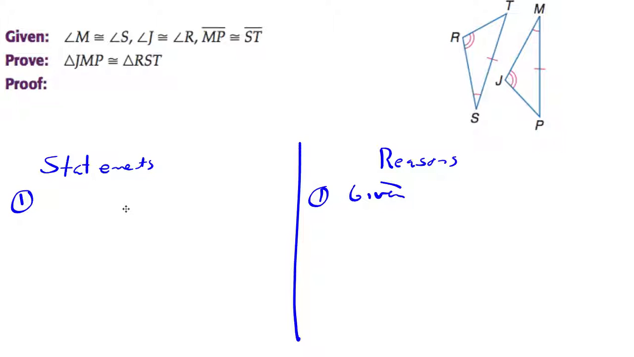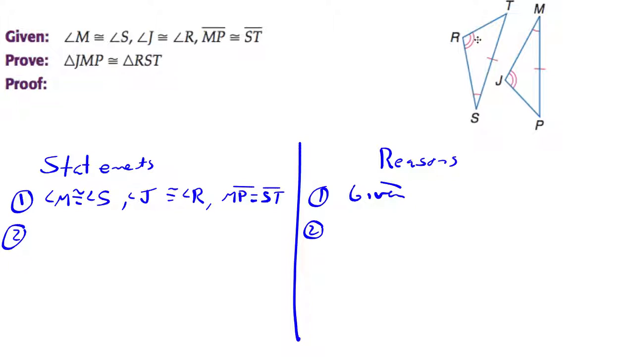Let's start with our given. So angle M is congruent to angle S. Angle J is congruent to angle R. And MP is congruent to ST. Well, look at that. I have an angle here, and that's an angle there. I have two angles being congruent with a side that's not between them. So that's actually enough to say that triangle JMP is congruent to triangle RST.